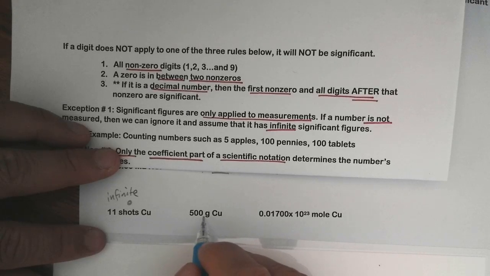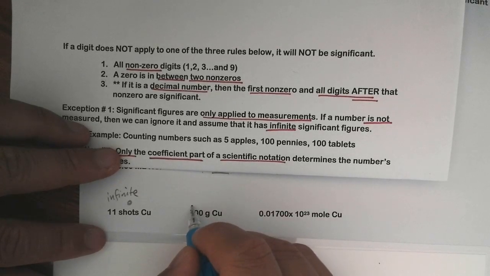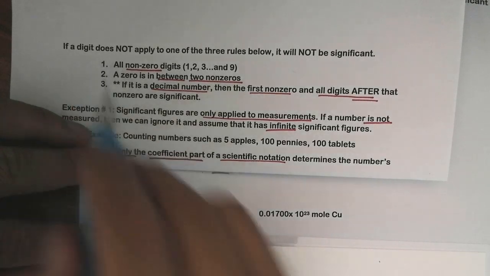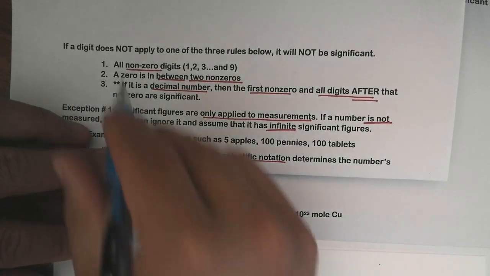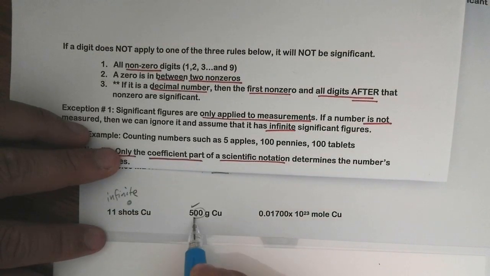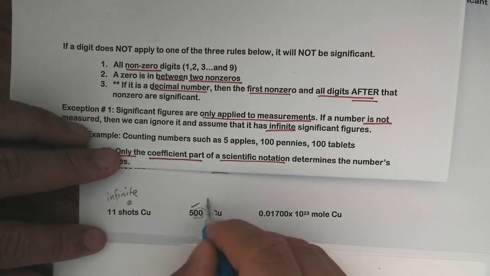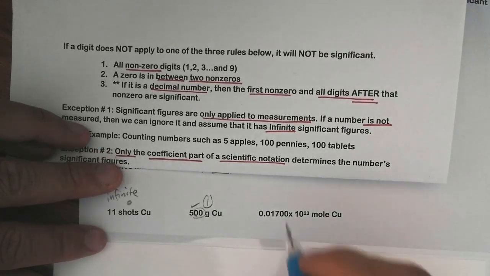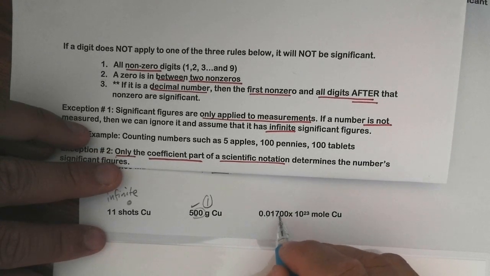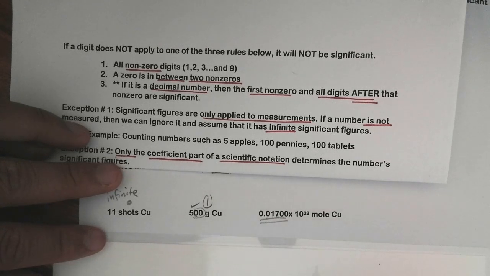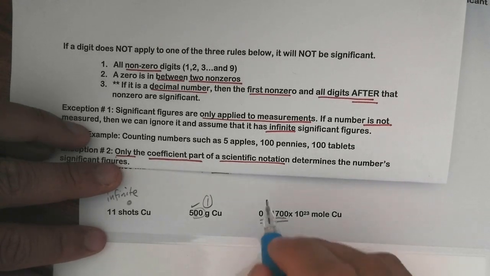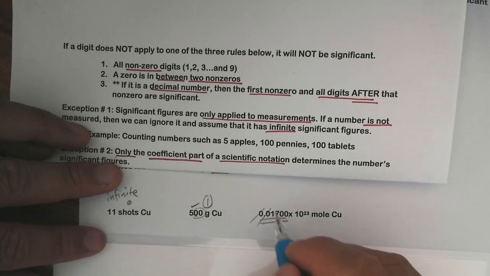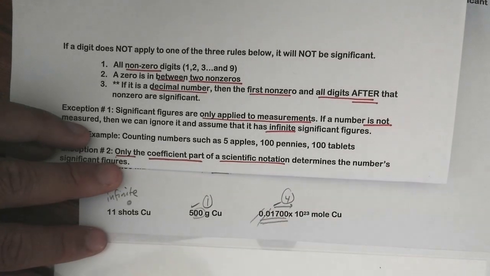Then we have 500 grams of copper. So in this case, this is significant because it's a non-zero. And these 2 zeros are not significant because they don't apply to any of the rules above, and they are not between 2 non-zero. So in this case, we only have 1 sig fig. Then we have 0.01700 times 10 to the 23rd moles of copper. This is the coefficient of a scientific notation number, and this is a decimal number. So we look for the first non-zero. This is not the first non-zero. This is not. And this is the first non-zero, and we count all the way to the end. 1, 2, 3, 4. And then we have 4 sig fig, and that's it.